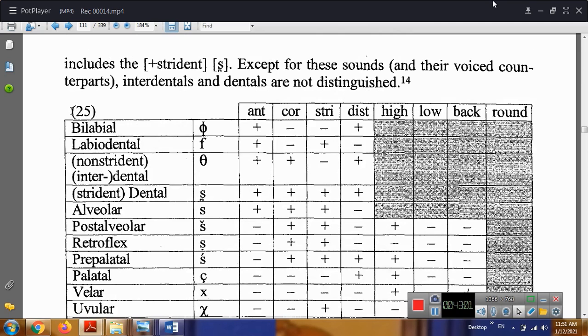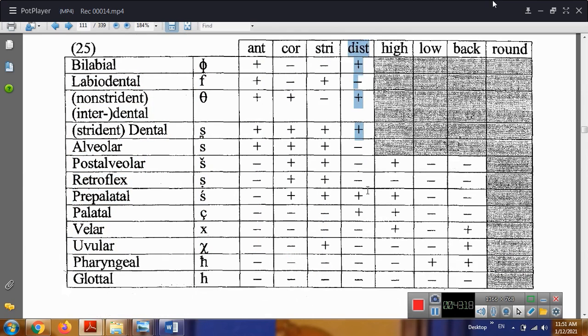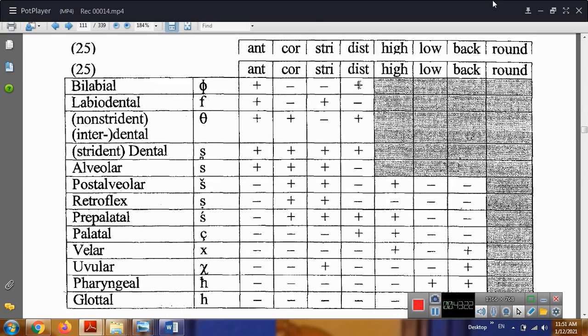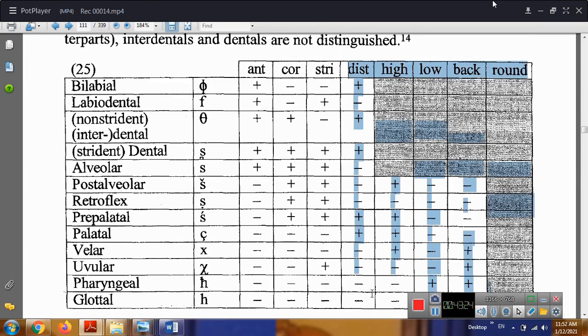According to the place of articulation, for example, for bilabial sounds, like this sound, which is not common in English, they are plus anterior, minus coronal, minus strident, and plus distributed. Distributed is not a feature which is common in English. Therefore, I don't want to consider it, because you will be confused by more features, and distributed is not very important. Therefore, we ignore it.